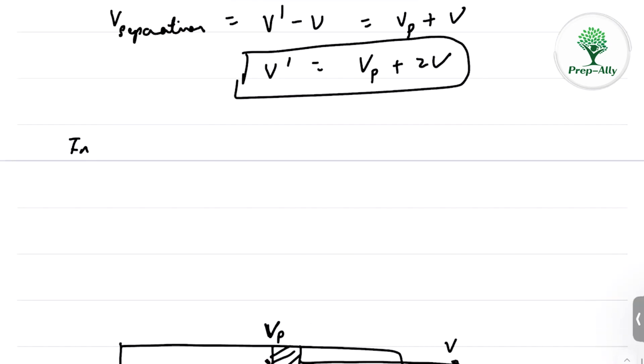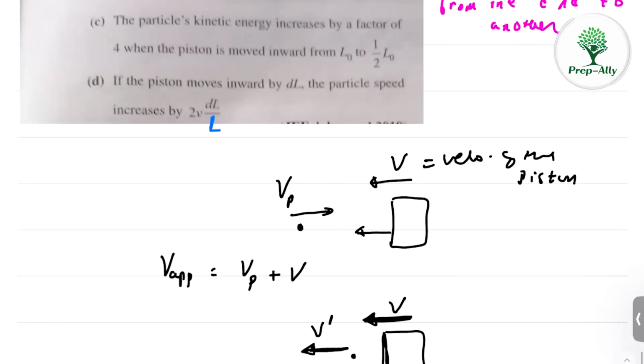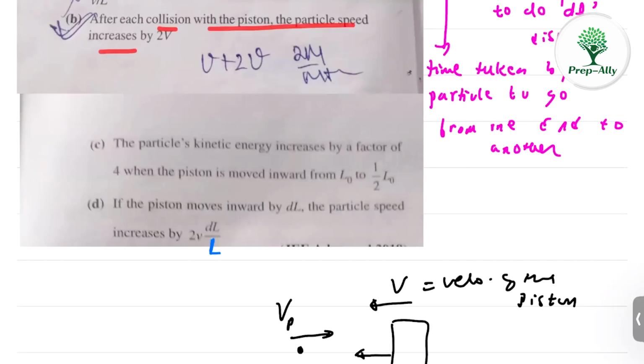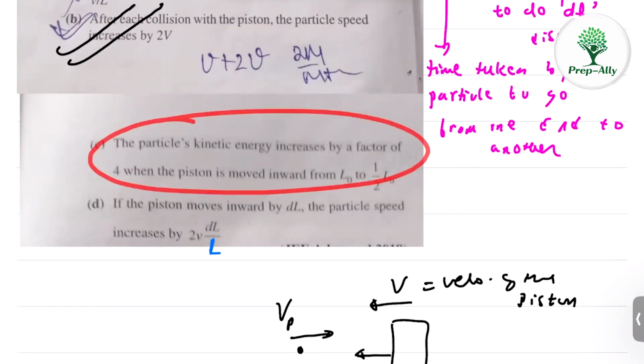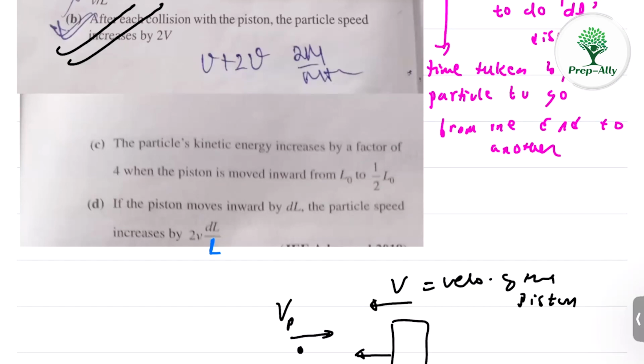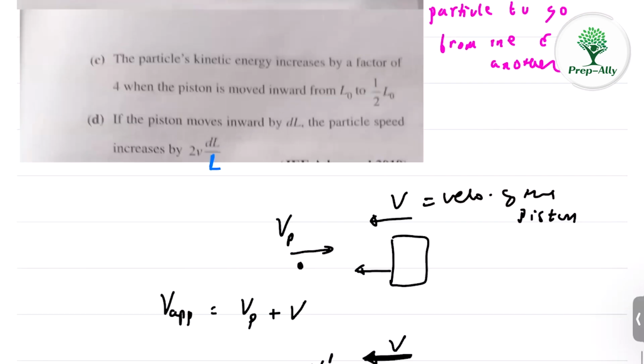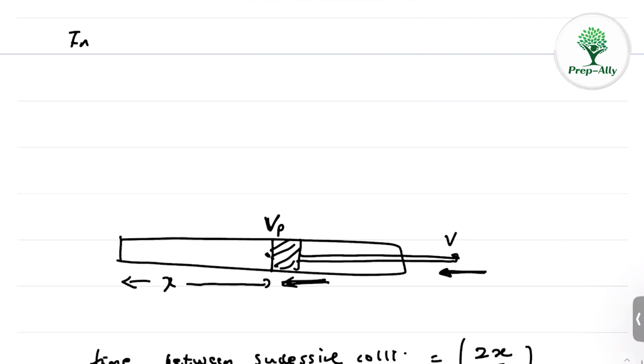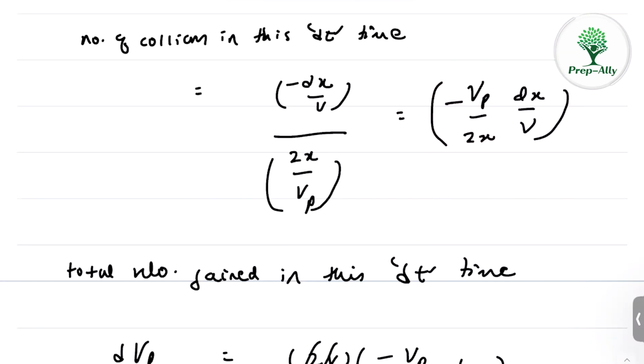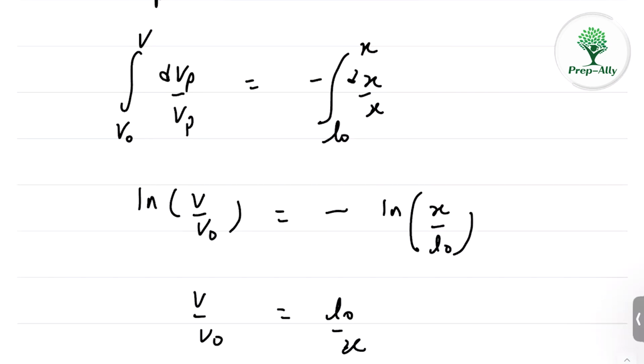So let us see this. After each collision, the particle is, so this we already got. Now let's talk about this option C. The particle's kinetic energy increases by a factor of 4 when the piston moves from L0 to L0 by 2. So when x becomes L0 by 2, how much will the velocity become? Velocity will become L0.